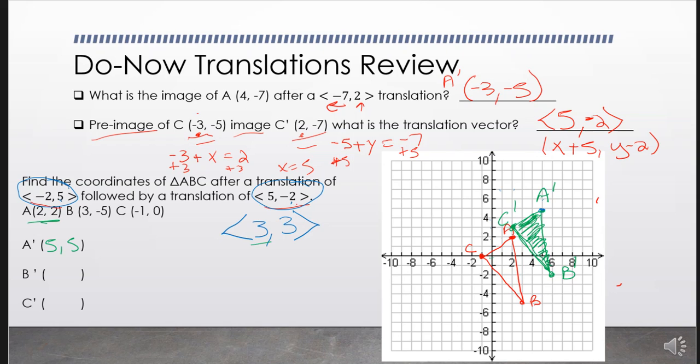And you could just do the addition as well first if you wanted to, and then plot the points. That's always an option. B, it's going to be 6, -2. Now I'm just doing the addition. And then for C, it's going to be 2, 3. All right, so I'm going to go ahead to the next slide and start the reflections.